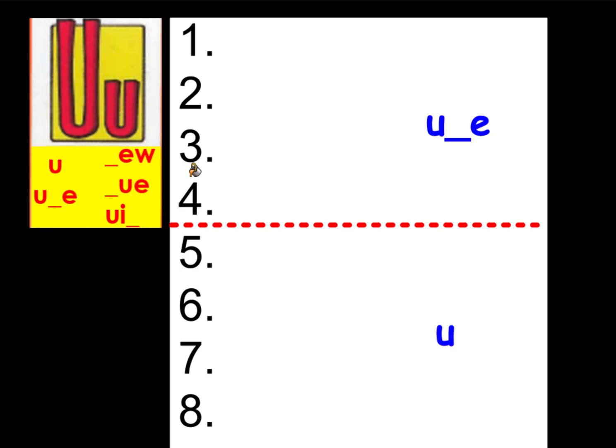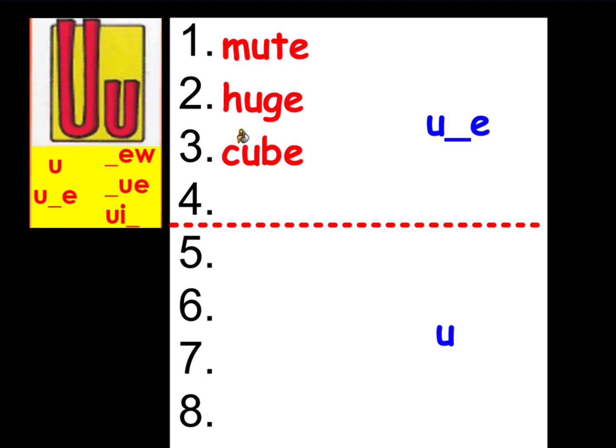Cube. A cube is a 3D shape with 6 square faces. Fumes. When you put gas in the car, there are gasoline fumes everywhere. So number 1 was mute, U consonant E. Number 2 was huge. Remember, never ever J at the end. It's going to be GE or DGE. Cube, fumes. All right, we're going to go through these one at a time.